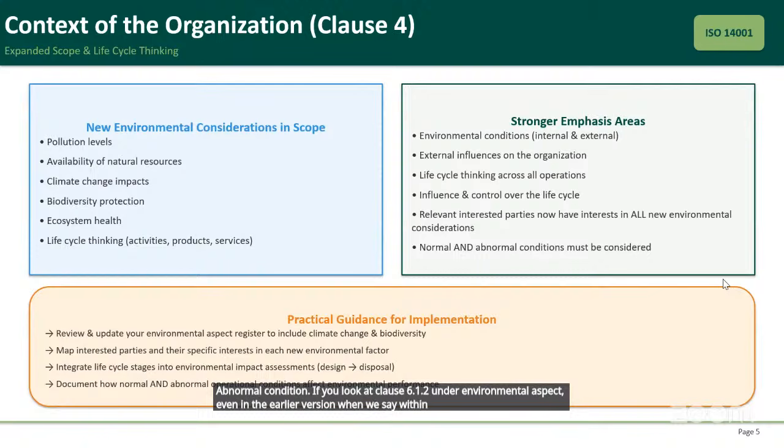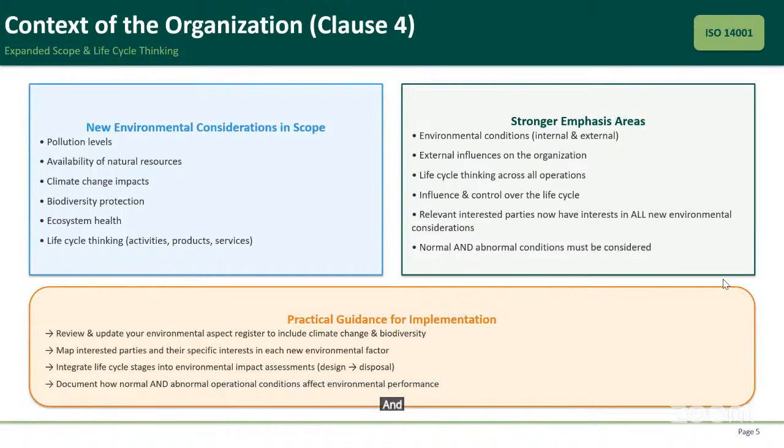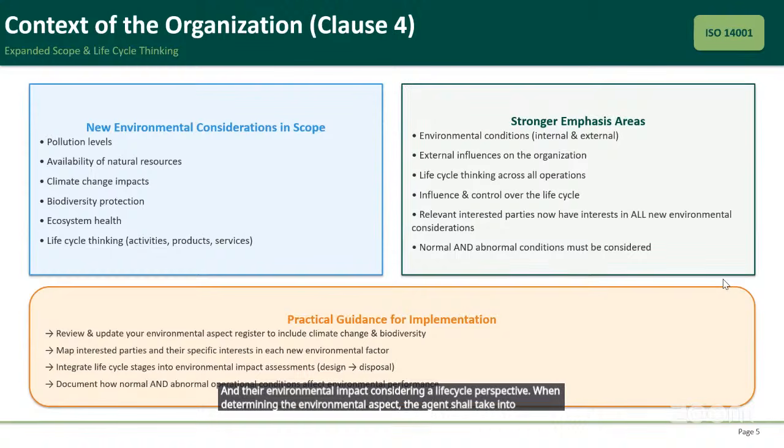when we say within the scope of the environmental management system, remember that your clause 6.1 is talking about actions to address risks and opportunities. Now under your environmental aspects, it says that within the defined scope of the environmental management system, the organization shall determine the environmental aspects of its activities, its products, its services that it can control and those that it can influence, and their environmental impact, considering a life cycle perspective. When determining the environmental aspects, the organization shall take into account the changes, then number two, abnormal conditions and reasonably foreseeable emergency situations.